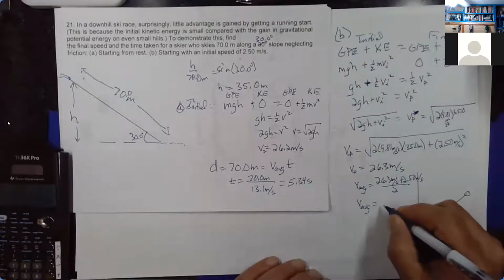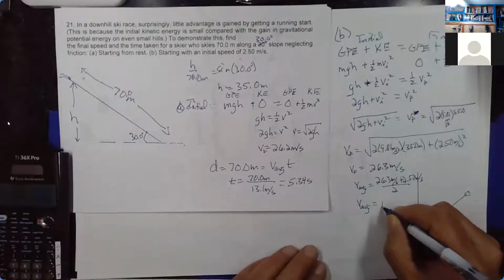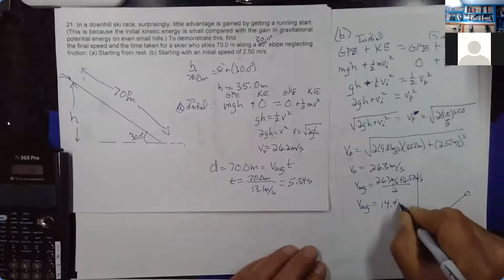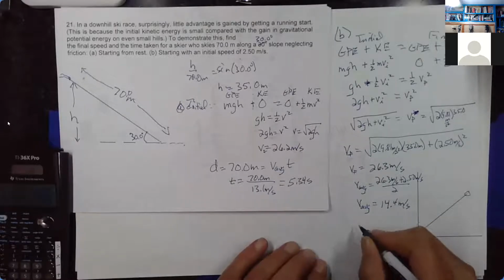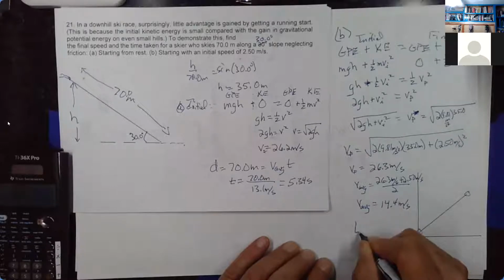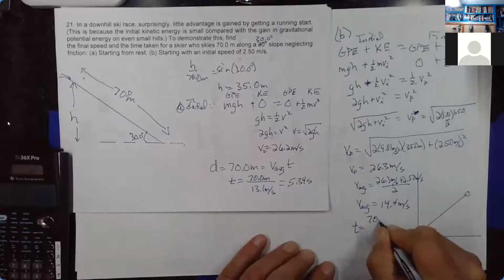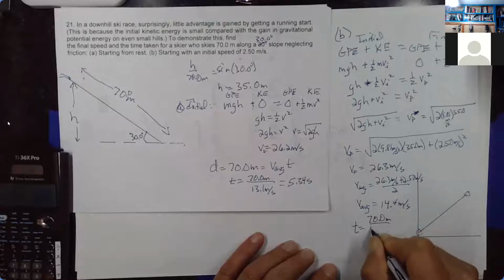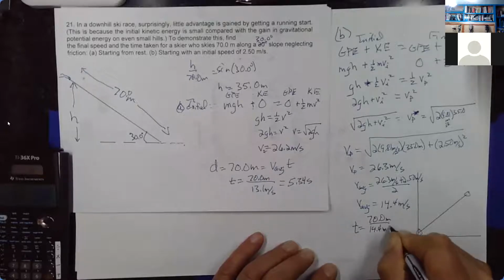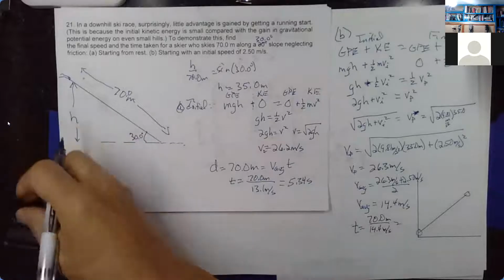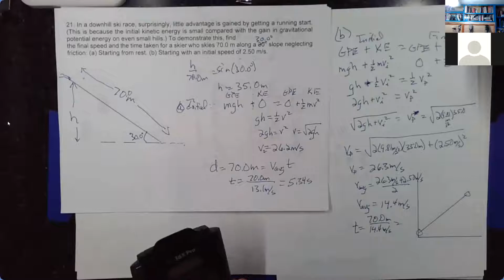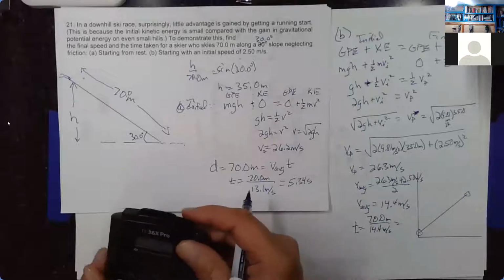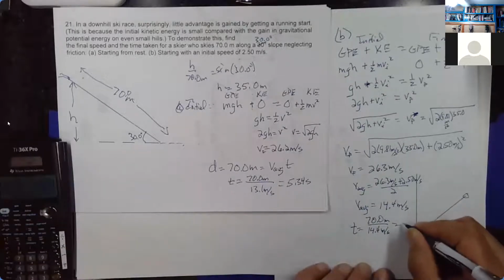Okay, for the average velocity, I get 14.4 meters per second. Yeah, I guess that makes sense. And so the elapsed time would equal the 70 meters divided by the 14.4 meters per second. I get 4.86 seconds.